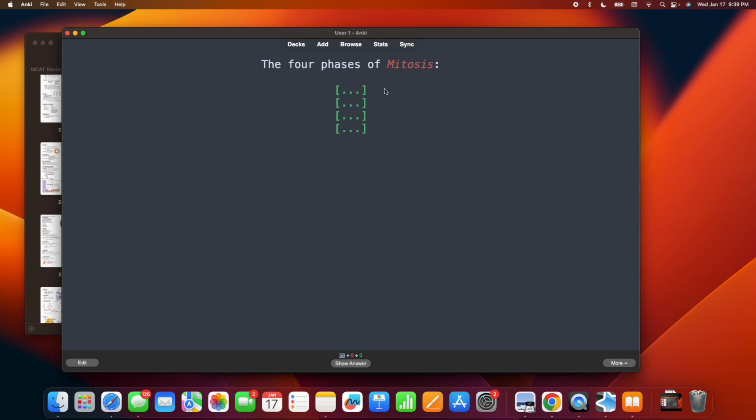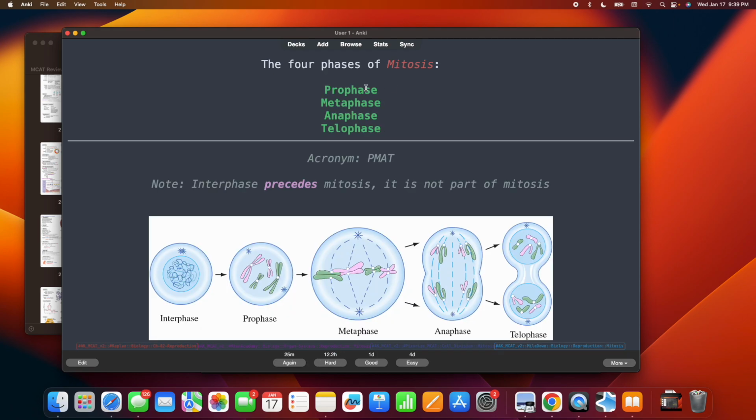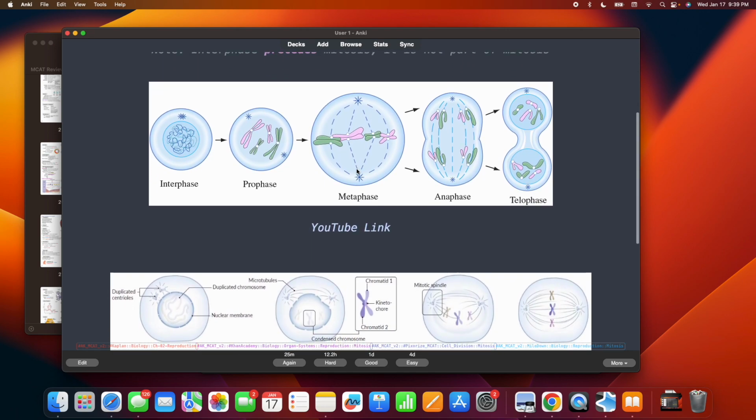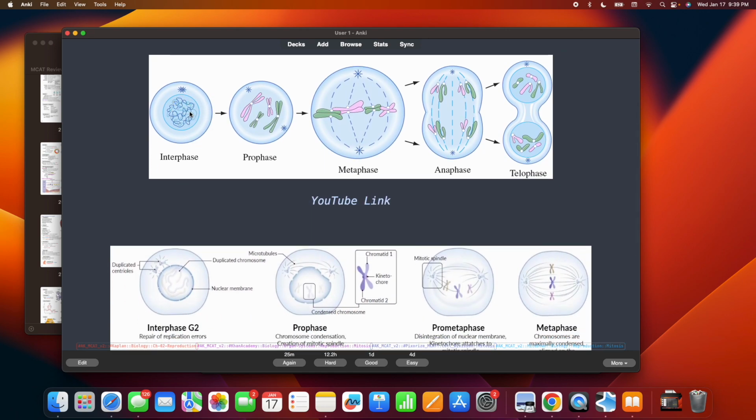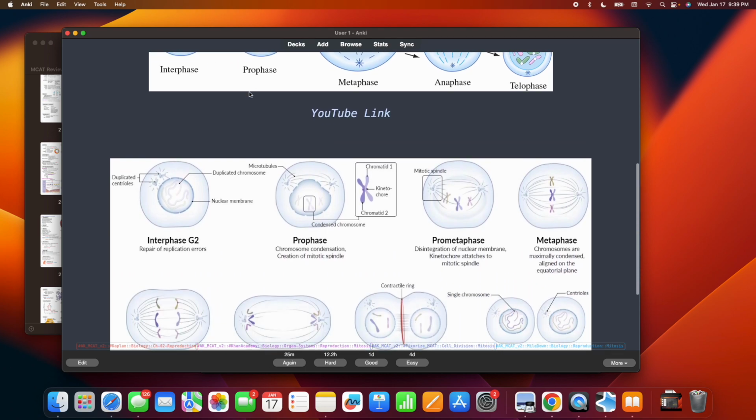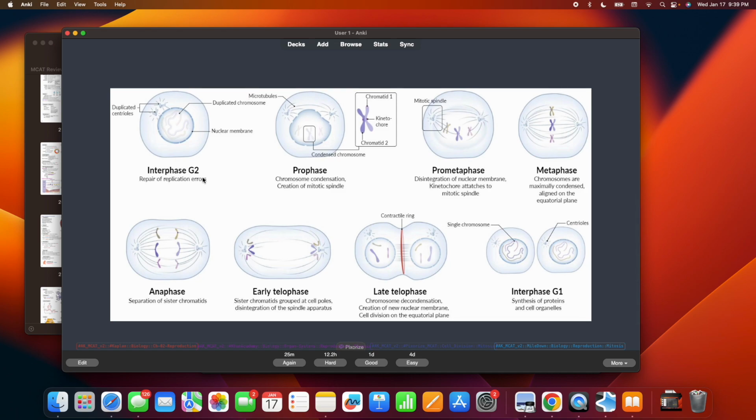The 4 phases of mitosis are PMAT. Interphase precedes mitosis. It is not part of mitosis. So what is happening in interphase? The centrioles have not even started to separate, right? Interphase G2, repair of replication errors. Duplicated centrioles. The nuclear membrane is still intact, and duplicated chromosomes are there.